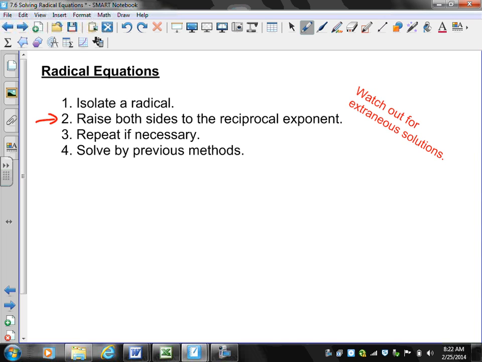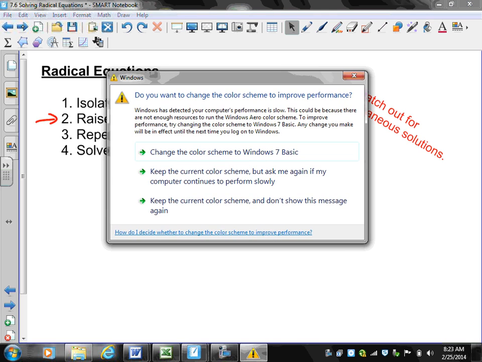I raise both sides to the reciprocal exponent. That's a fancy way of saying, okay, I was cube rooting x. I want to cube that in order to get rid of the cube rooting. So those were the first 2 steps I did. I didn't have to repeat. This is not normal.